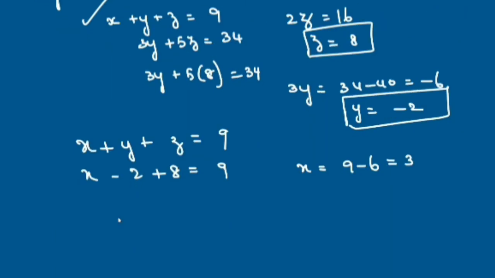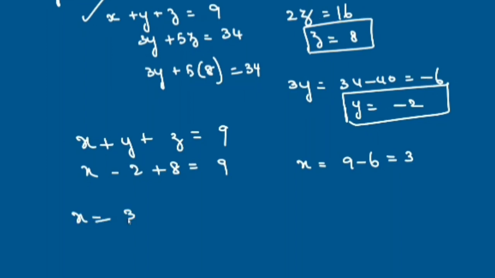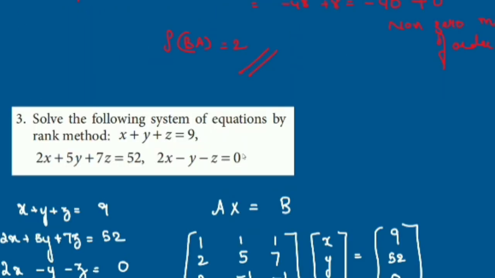So we got x, y and z. x is 3, y is minus 2, z is 8. So we have solved the linear equations using the rank method. We have solved the system of equations by the rank method.